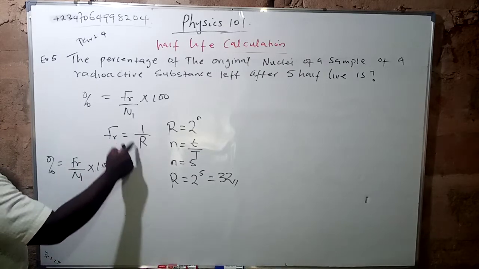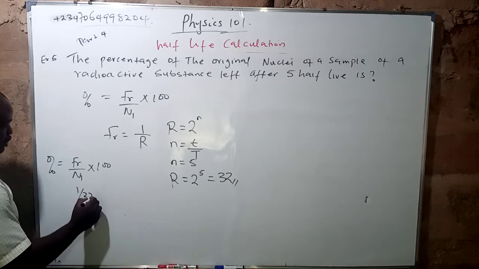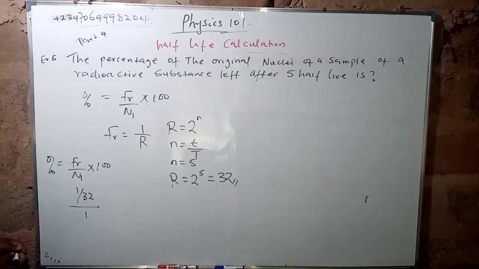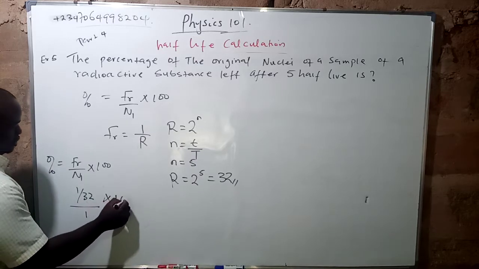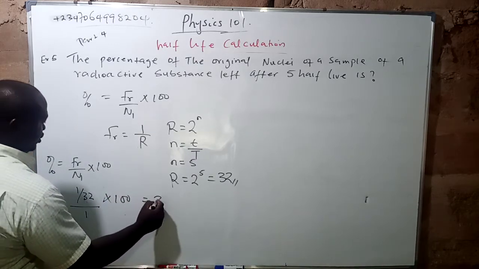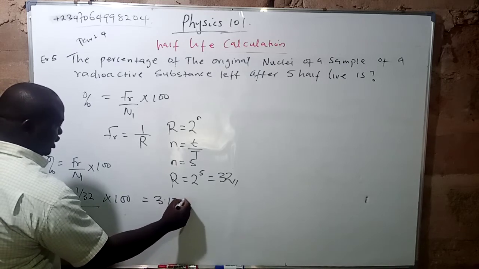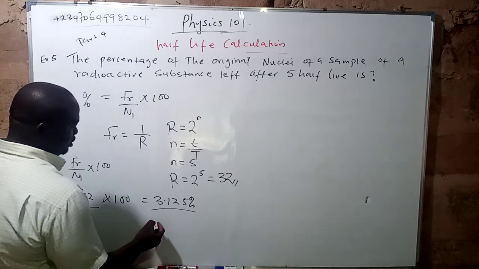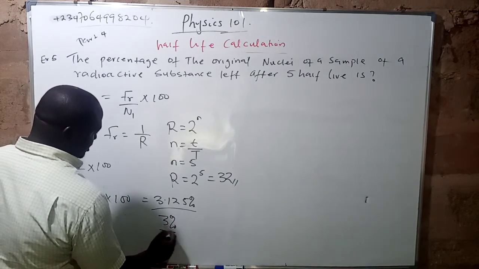So the percentage is Fr all over N1 times 100. So my Fr, which is 1 all over R, is 1 all over 32, all over 1, because we are not given the original amount. Like I said, take it to be 1 whenever you are not given it in the question. And so times 100, and this should give you 3.125. Please, under percentage, be very careful. You are calculating to get the percentage, and so your answer is always going to be in percent. So this is 3.125, or you can say this is about 3%.